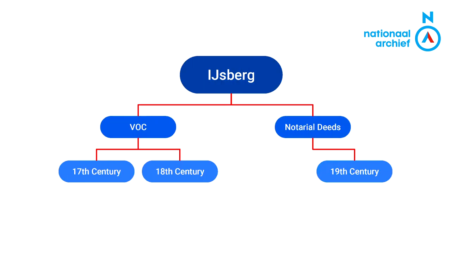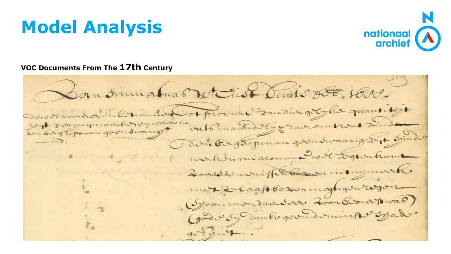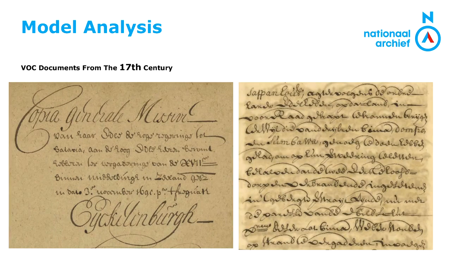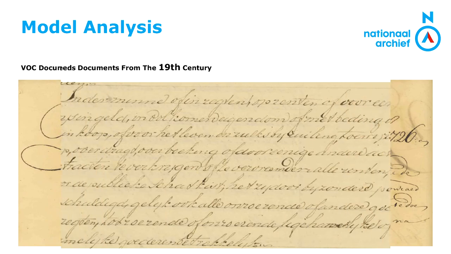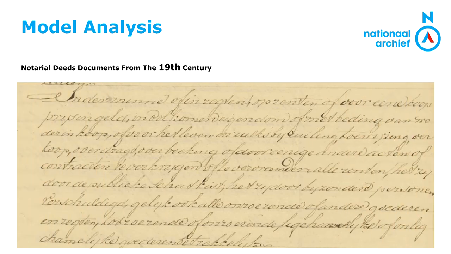In order to reach a point that we will be able to produce a reliable model like this, we created many datasets with various material. This way, Iceberg is a dynamic combination of two models that respectively has been trained with VOC documents from the 17th and 18th century and notarial deed documents from the 19th century. Here you can see some image samples from the material that we have used. VOC documents from the 17th century, here as well. VOC documents from the 18th century and 19th century notarial deed materials from the North Holland archive and 8 other state archives in the provinces.